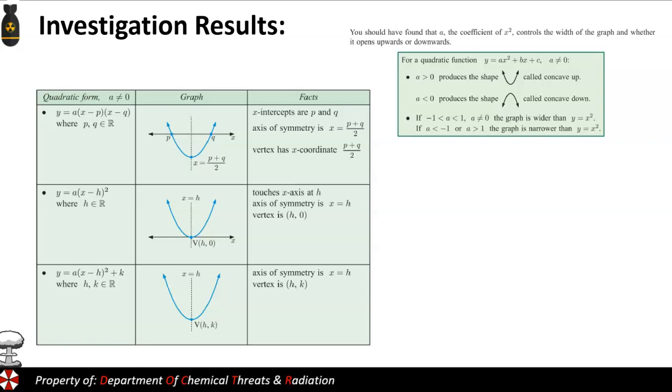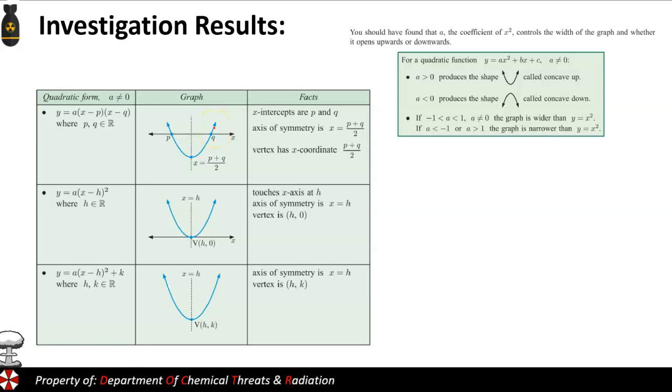Ultimately what we're looking at is if we have a quadratic in the form of this, so x minus p, x minus q, where our x-intercepts are different, what we find is, we already knew this, the x-intercepts are p and q, the axis of symmetry, so the vertex, the axis that lies on that vertex, is p plus q divided by 2.